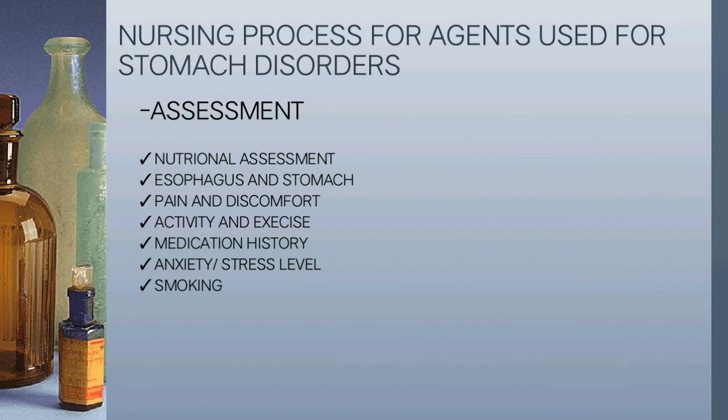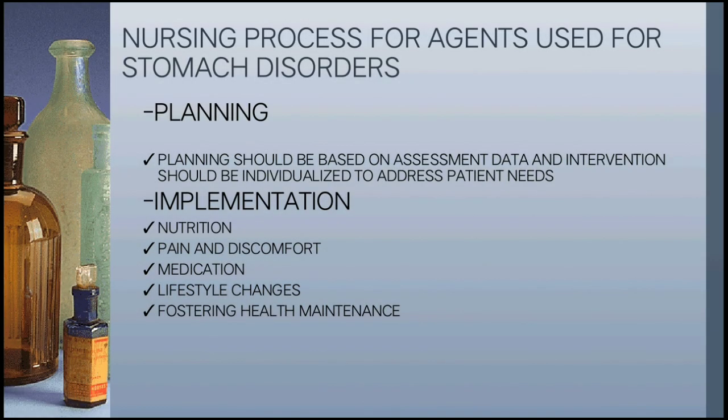Just ask the patient to describe his or her lifestyle. What does the patient think are the stressors and how often do they occur? And in smoking, just ask the patient how many packs of cigarettes they consume every day. We have another step of the nursing process, the planning. Planning should be based on assessment data, and interventions should be individualized to address the patient's needs.